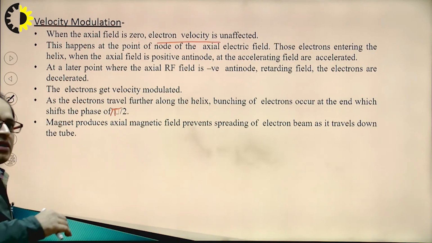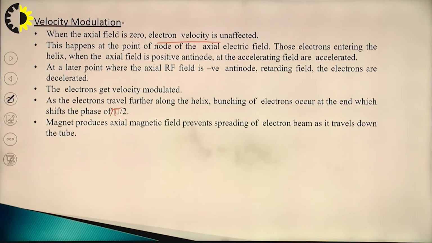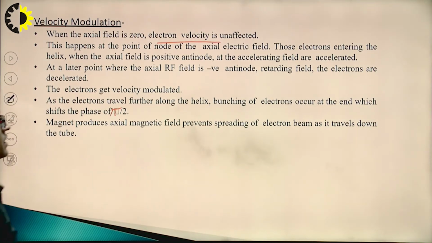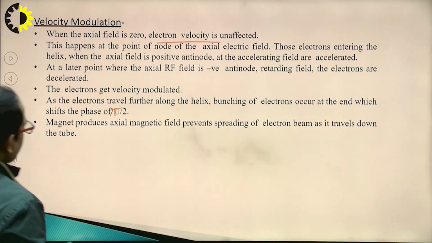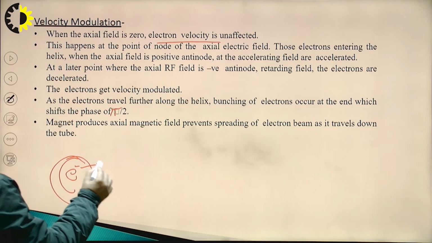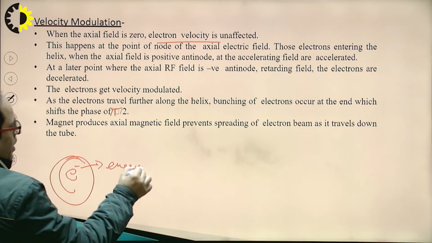The electron enters the helix, and when the RF field is positive, it accelerates the electron beam. The electrons get accelerated, due to which the energy of the electrons becomes higher.